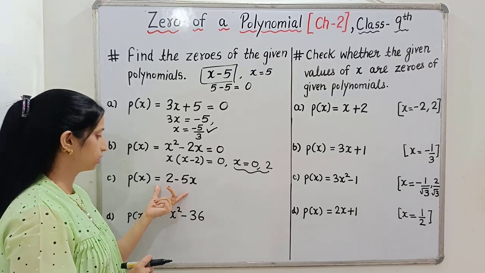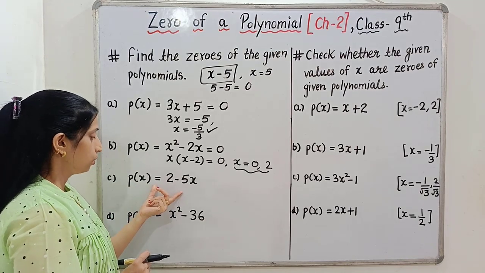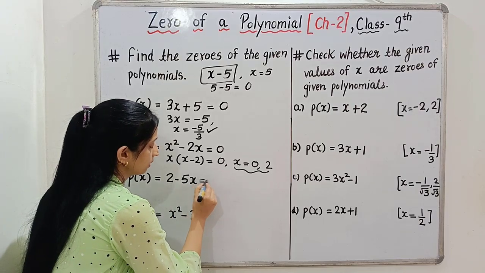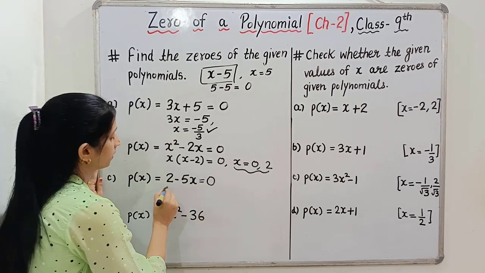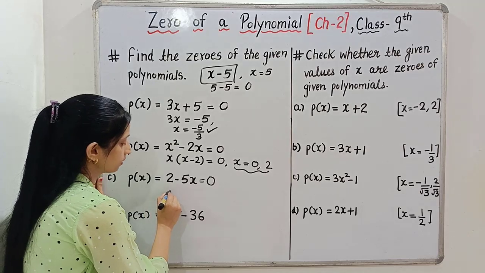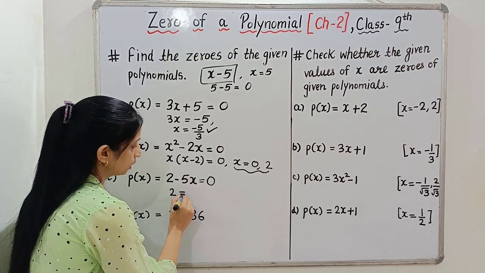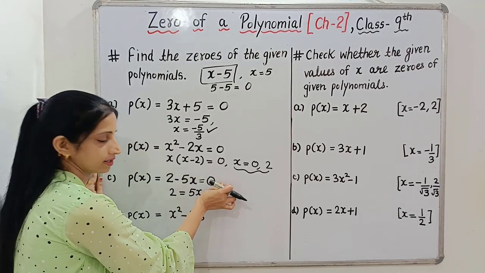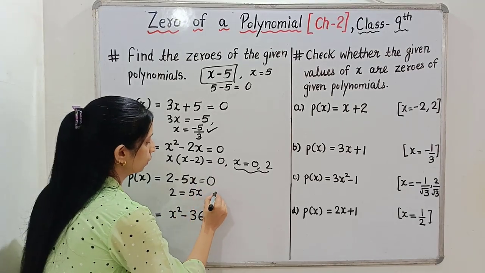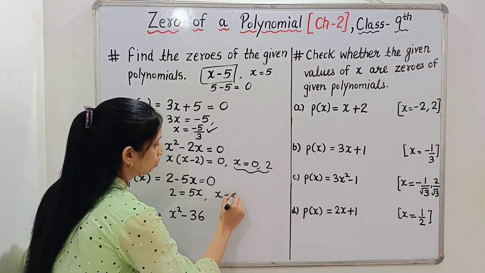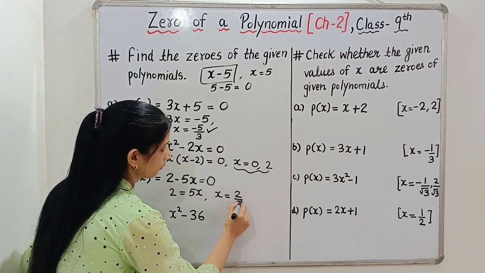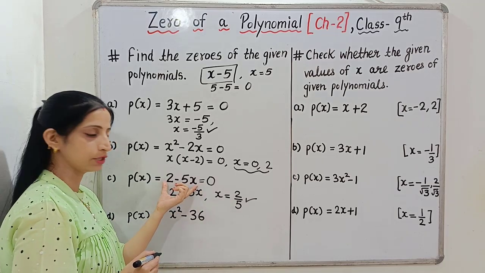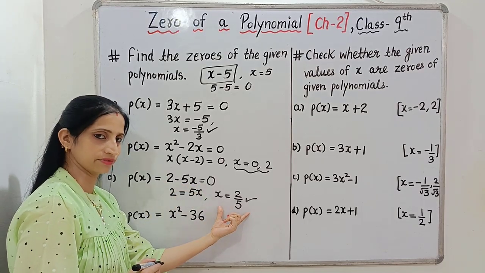Now let's do this one. The given polynomial is 2 minus 5x. Again the simplest thing, put it equal to 0. Now by transposing, 2 will be equal to 5x. We brought it to the right hand side and now the value of x will be 2 upon 5. This means the zero of this given polynomial will be 2 upon 5.